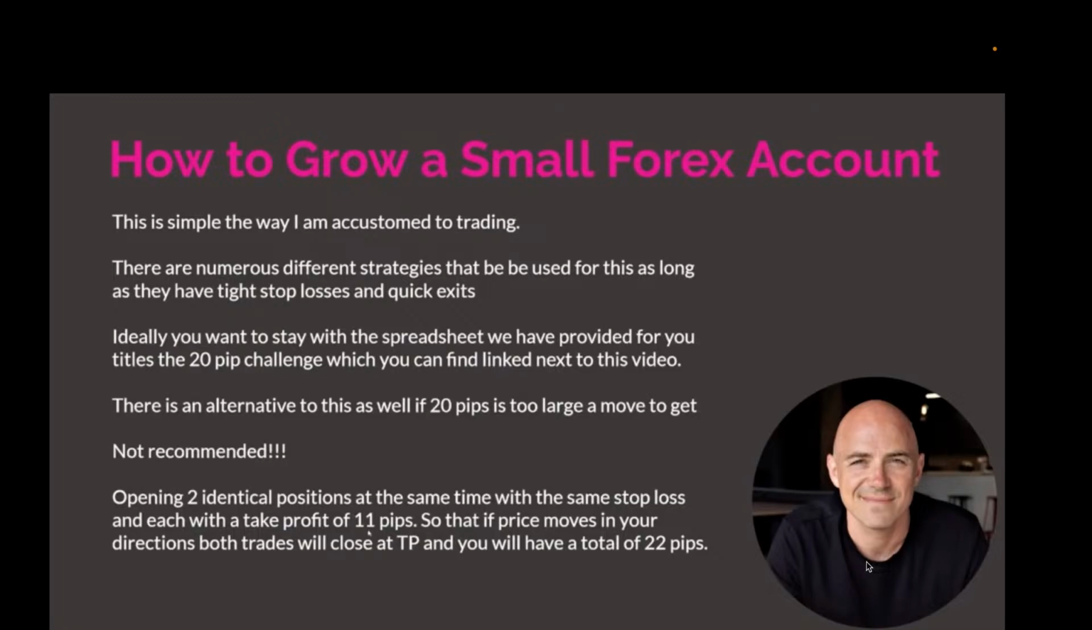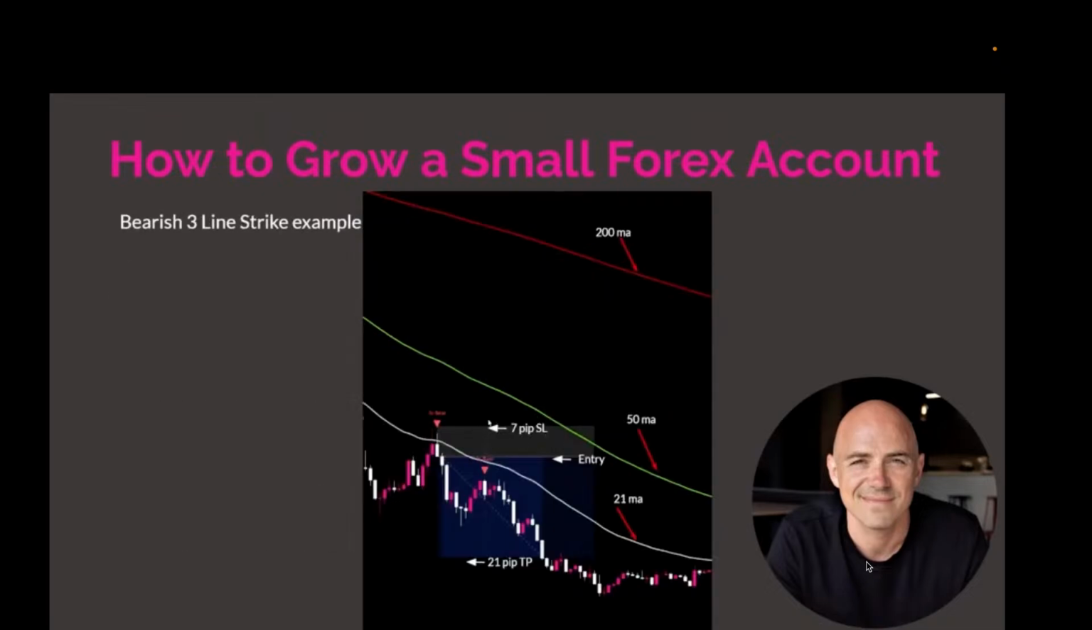Keep in mind though, this is why it's not recommended. If you lose, you will lose 2 trades, and in our previous example right here, we had a 7 pip stop loss, and with 2 trades, that will add up to 14 pips as a loss, not just getting the 1. So if you're going to do this, stick to the 1 and try to get 20 pips. The risk to reward is far better.